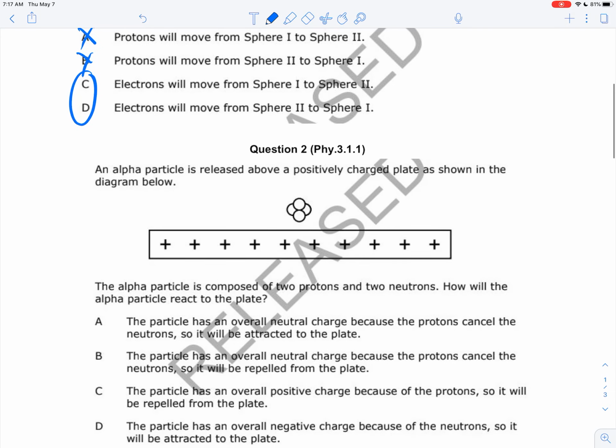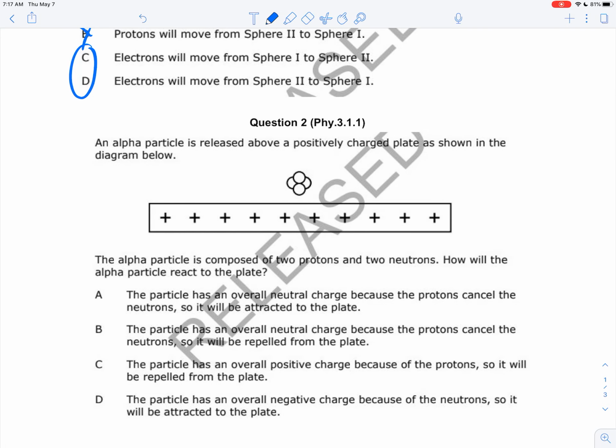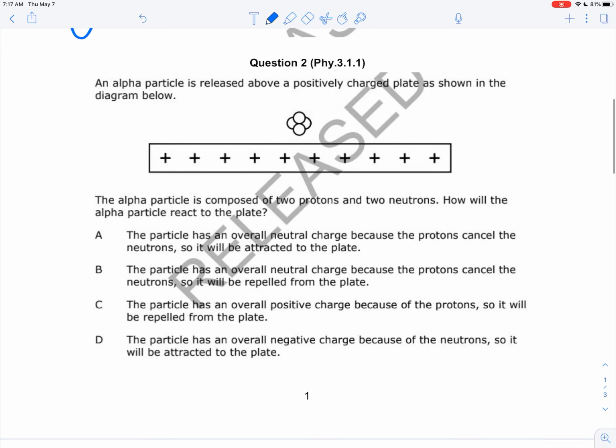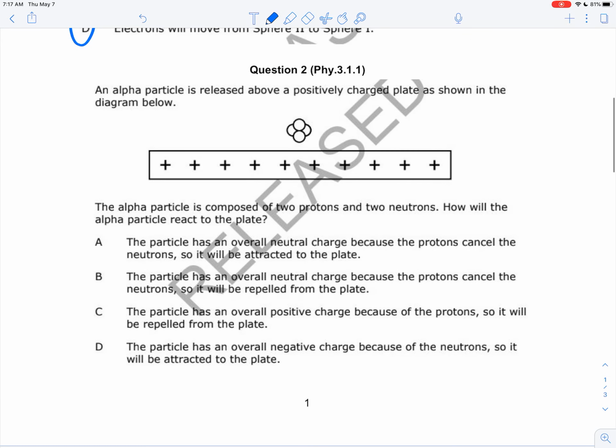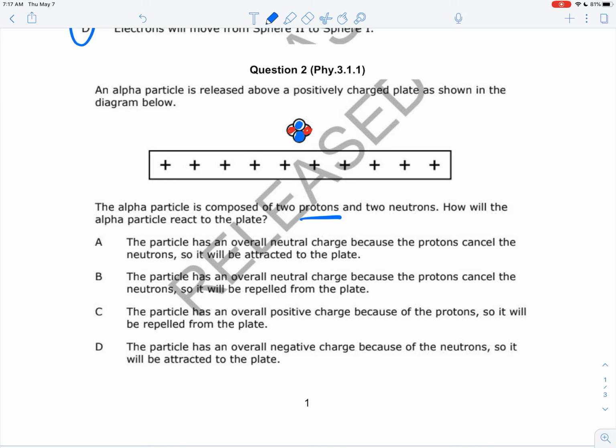Okay, number 2. It says an alpha particle is released above a positively charged plate. And they say the alpha particle consists of 2 protons and 2 neutrons. So we've got 2 protons and we have got 2 neutrons. Neutrons have no charge. Protons have a positive charge. So if you've got 2 positive charges and 2 neutrals, this alpha particle is positive.